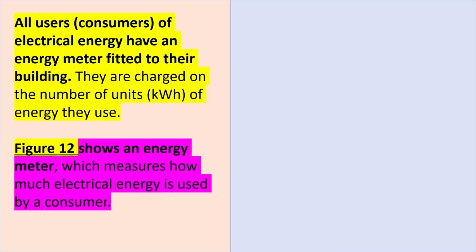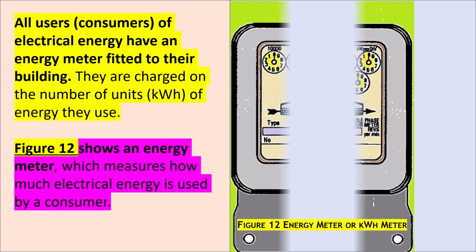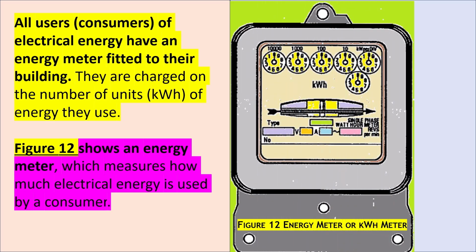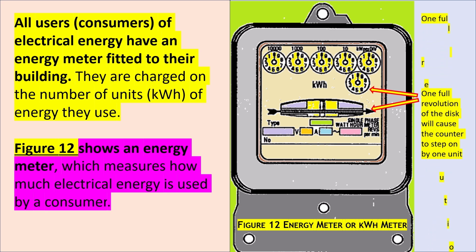Figure 12 shows an energy meter which measures how much electrical energy is used by a consumer. You can see that the thing that looks like an arrow in the middle is a disk which spins. One full revolution of the disk will cause the counter to step on by 1 unit. One full revolution causes the next counter to step on by 1 unit.